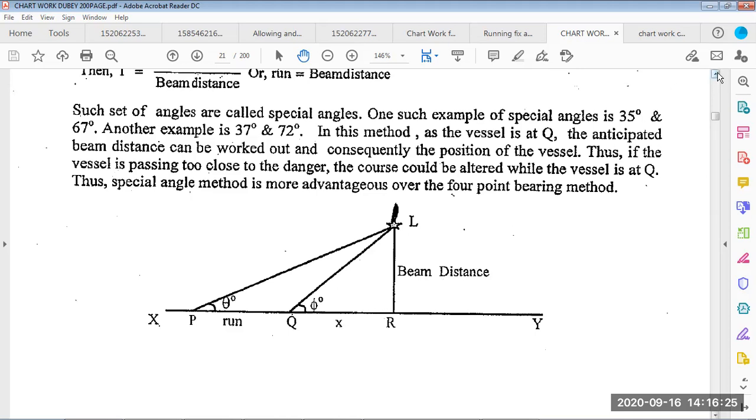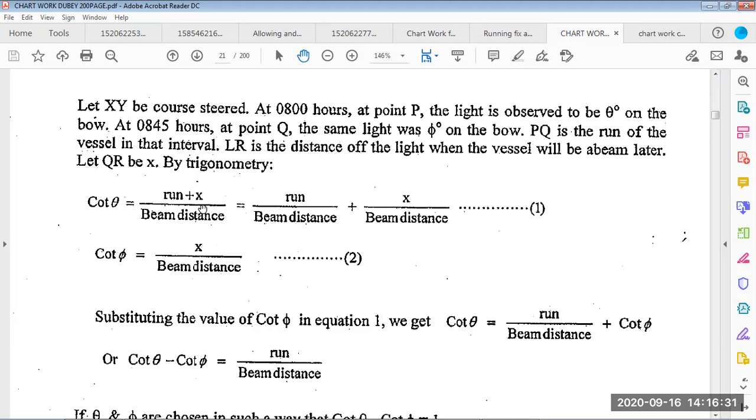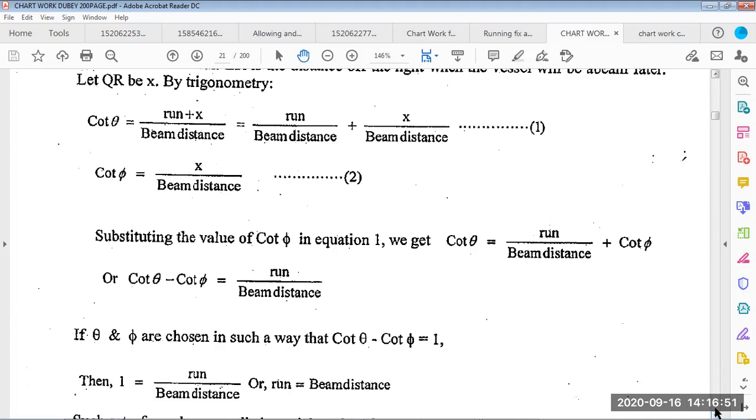So we get these formulas: cot theta is equal to run plus x upon beam distance, and cot phi is equal to x upon beam distance. So x is equal to cot phi into beam distance. We replace it here, and we get cot theta minus cot phi is equal to run upon beam distance. That is our formula.